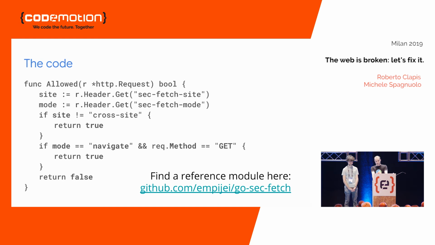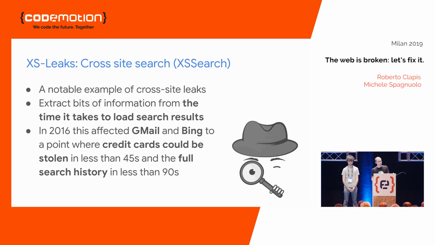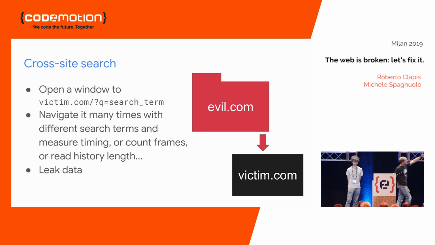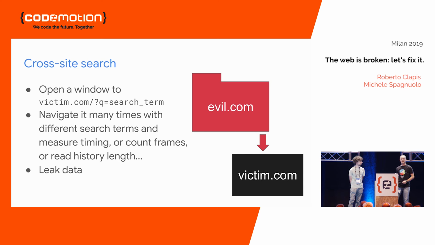And since we got here, we thought, okay, we give the means to block resources, but we weren't done. Because there are some attacks that don't need to load resources, they just need to open windows. So let's say that you have evil.com that opens a window to your application and then navigates it and checks what is now in cache. It can detect what happened, and by just using this information, it can leak some bits.